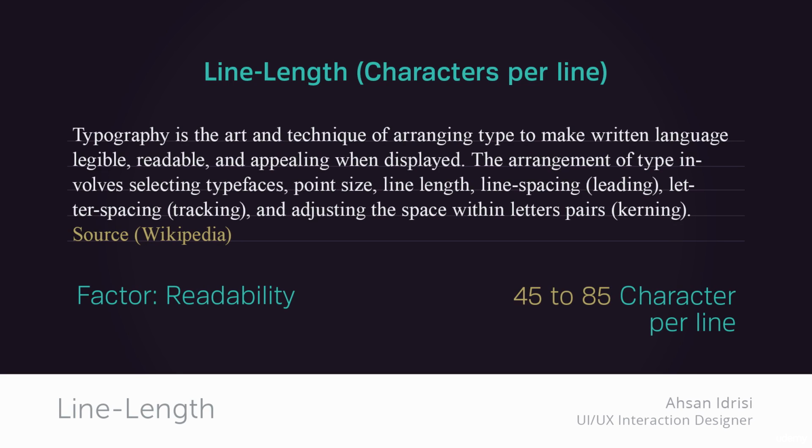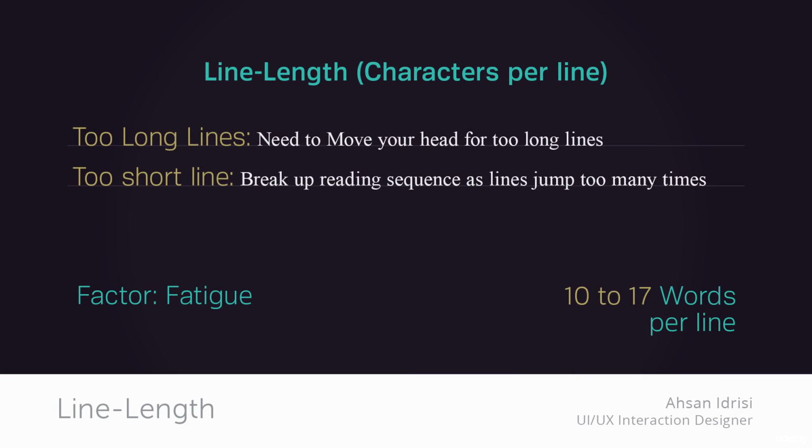Now some say 65, 70 characters per line, and some say 40 characters per line, something like that. I have seen a lot of articles and different books, and the range is from 45 to almost 85 characters per line. They are optimal. Now, why this optimal line length?